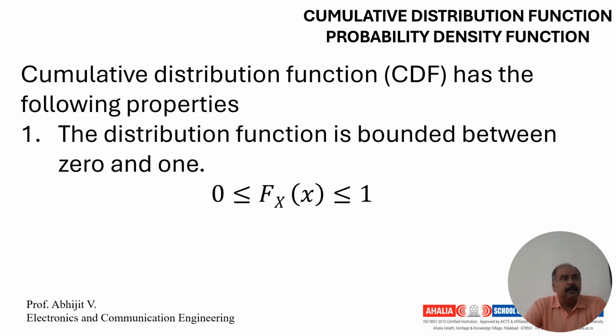In the last session, we have seen what is meant by cumulative distribution function. In today's session, we will see different properties of cumulative distribution function. What is CDF? Its applications are all extremely important. The first property of CDF is that it is bounded between 0 and 1. The maximum value is 1 and the minimum value is 0.